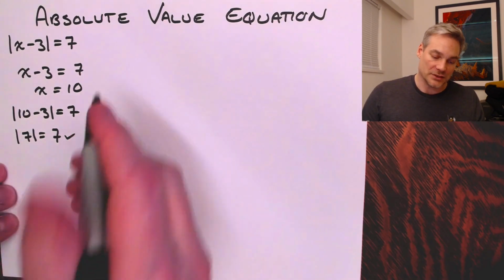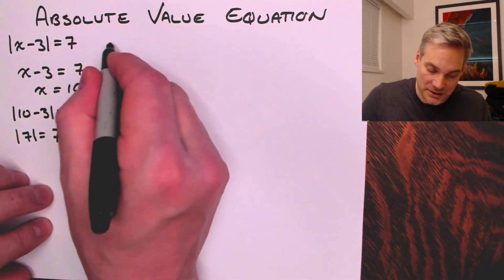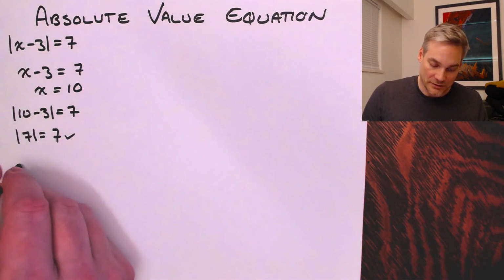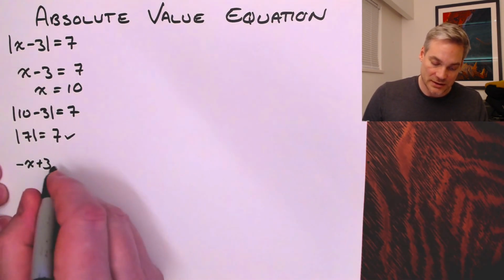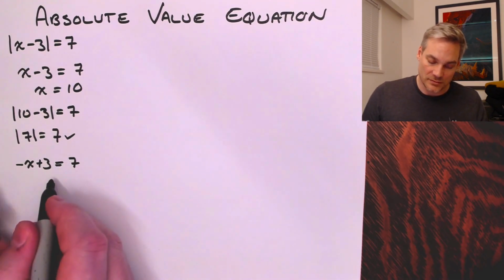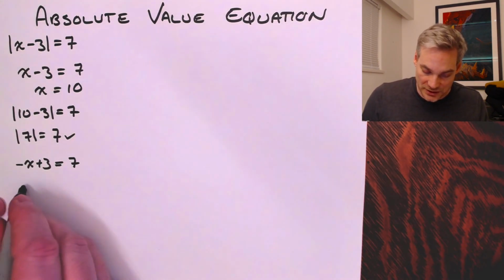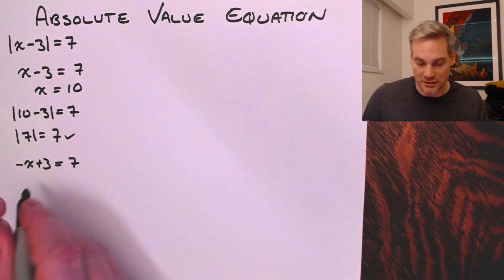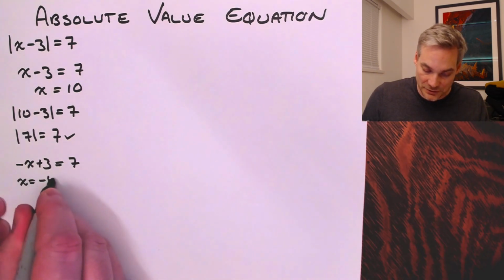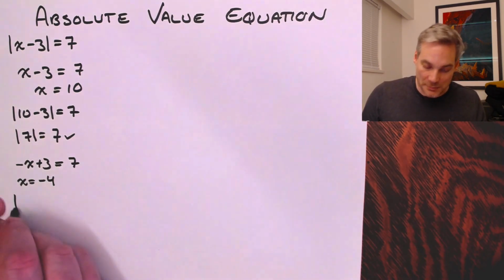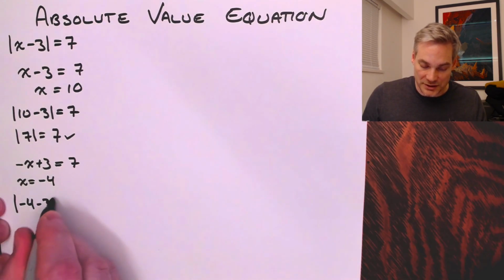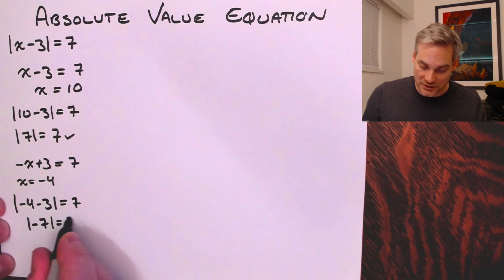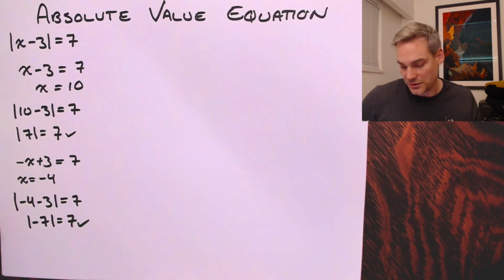Now, we could do another one. So I'm going to say, well, what happens if I chose the negative version of this? So now I have negative x plus 3 equals 7. And that's just the same. By rearranging, I subtract an x, or add an x to both sides and subtract 7. I get x equals negative 4. And then we'd substitute that back in and check it. Negative 4 minus 3 equals negative 7. So the absolute value of negative 7 equals 7.